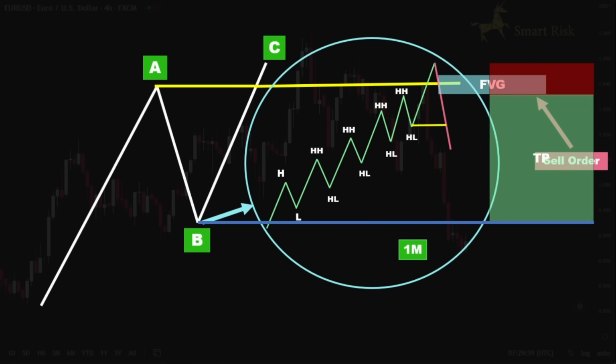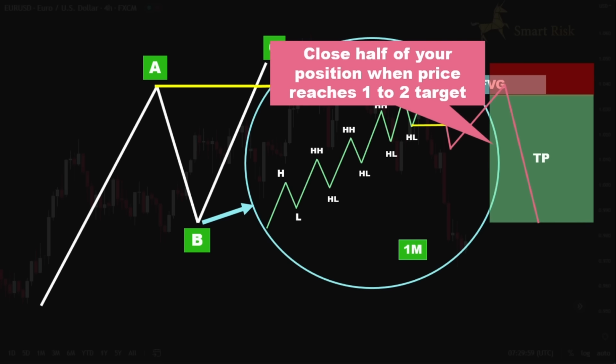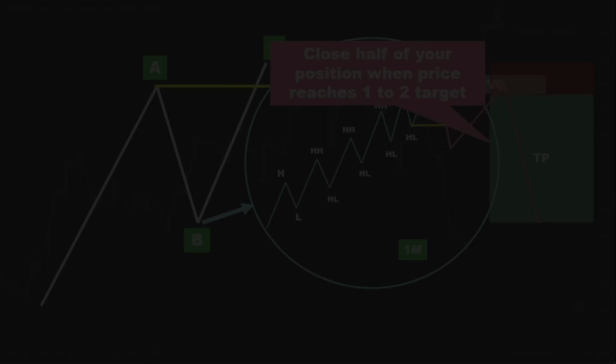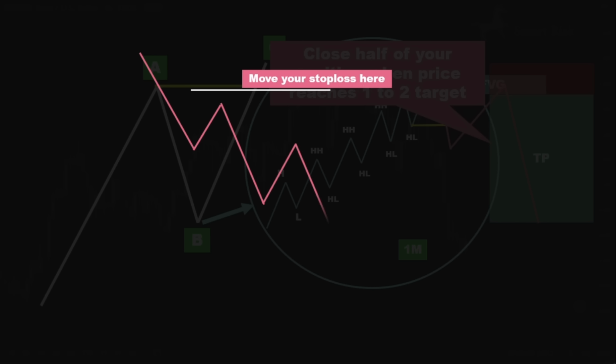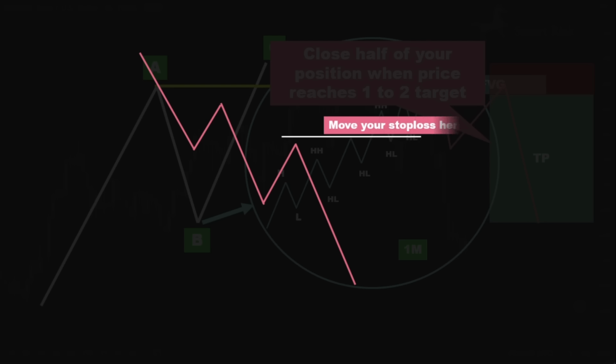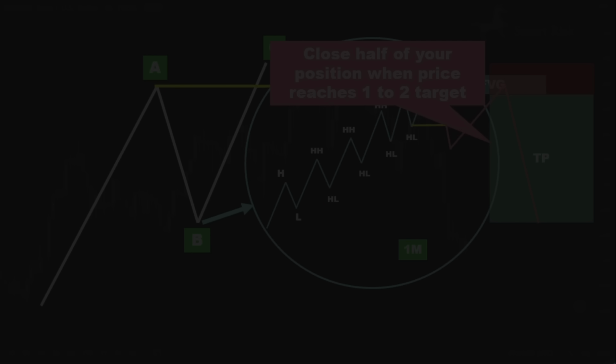And you can close half of your position when price reaches your 1 to 2 target. This way, even if price rises and hits your stop loss, you are still at break-even. In addition, you can keep track of your profits, meaning that in the bearish scenario, every time price makes a lower high, you should move your stop loss a couple of pips above the highest point of the lower high. So, we have already discussed our strategy's main rules, basics, and entry and exit points. Let's put them together and use them in real trade examples.